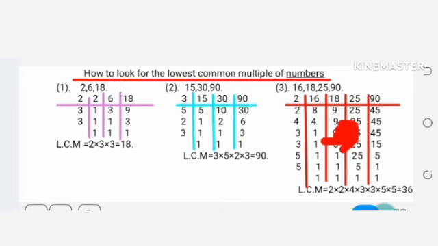Now moving to the next place, we have 3. We can still use 3 because we have 3 here and we have 15 here. So 1 divided by 3, that will give you 1, and 3 divided by 3 will give you 1. 25 divided by 3 cannot go, and 15 divided by 3 will give you 5.